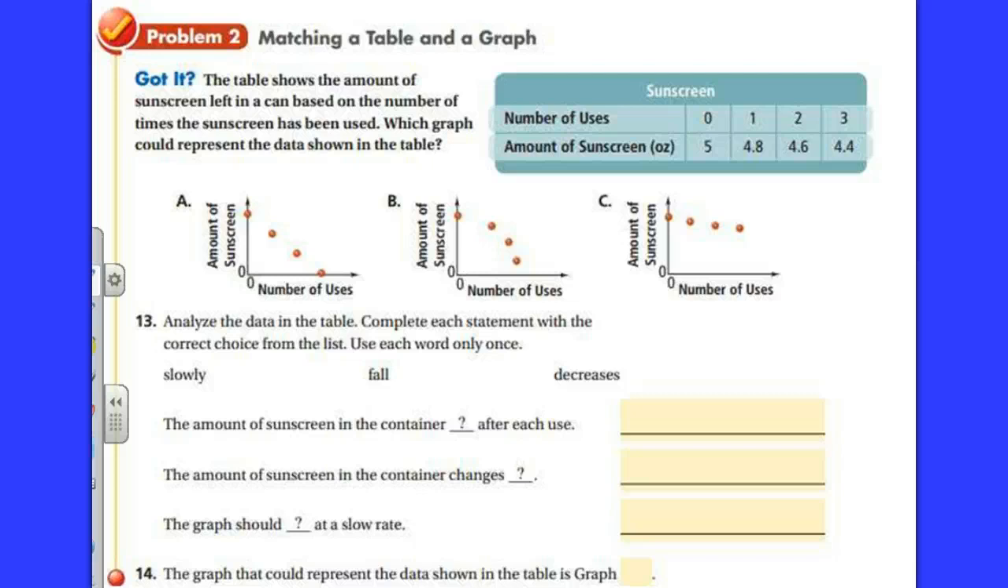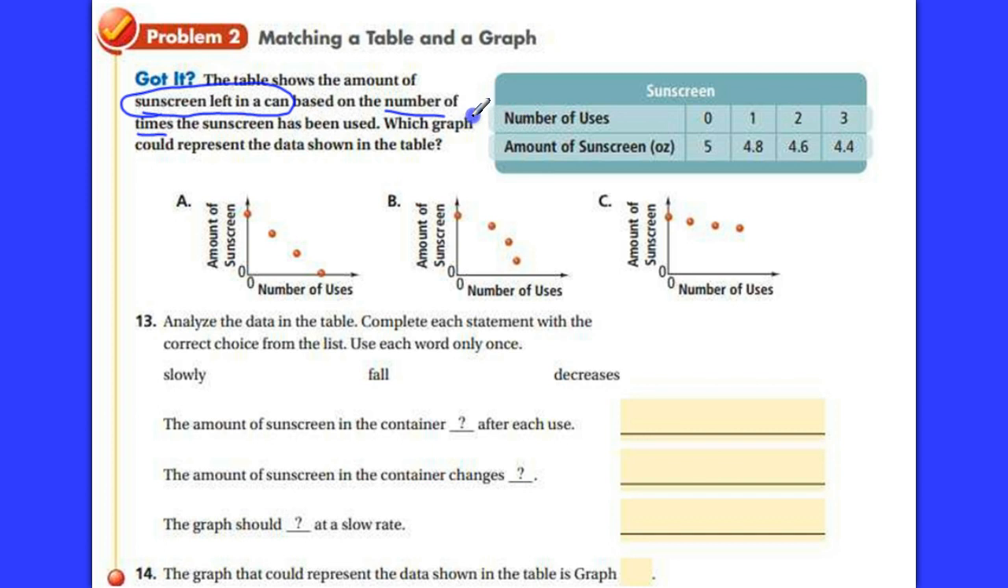This is the same idea here, interpreting maybe a table as well as a graph, because what we're going to do in this 4.1 and 4.2, our objective is to observe how does a table and a graph and an equation all show the same material, and what might be the advantage of one versus the other. And that could all depend on what it is we're trying to do with a particular problem like this. It says this table shows an amount of sunscreen left in a can based on the number of times that the sunscreen has been used.